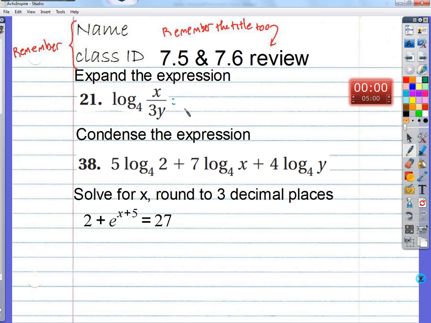So there are these properties based on whether or not we've got a product or a quotient or something raised to a power inside the log. And I just took a quick look here. Most everybody used the quotient property to get here, at least here. And that's good, because we got a quotient there, and we get the log of the numerator minus the log of the denominator.